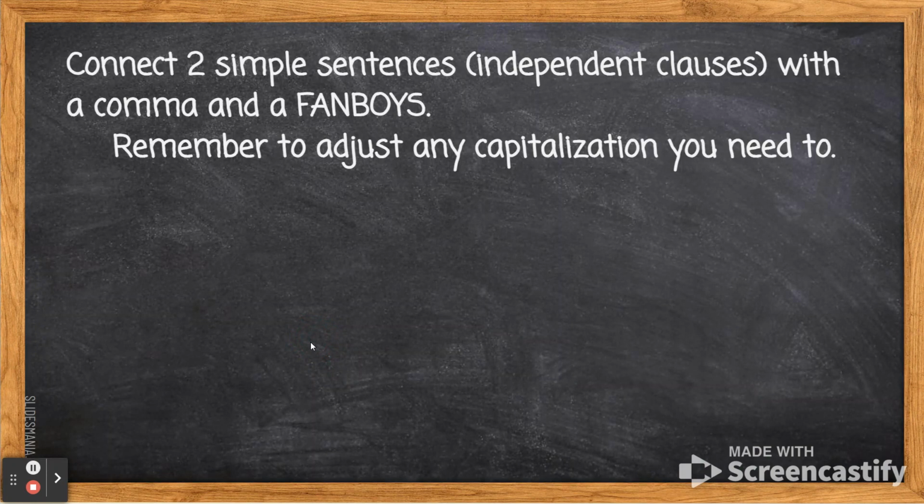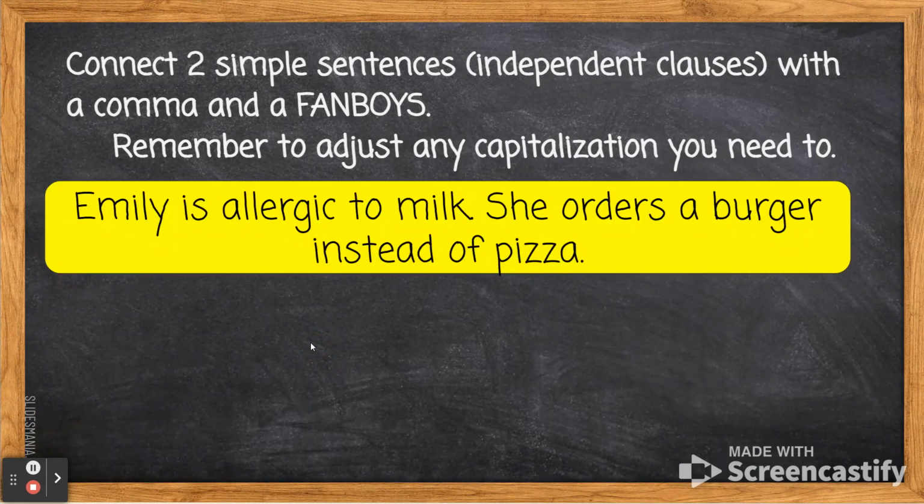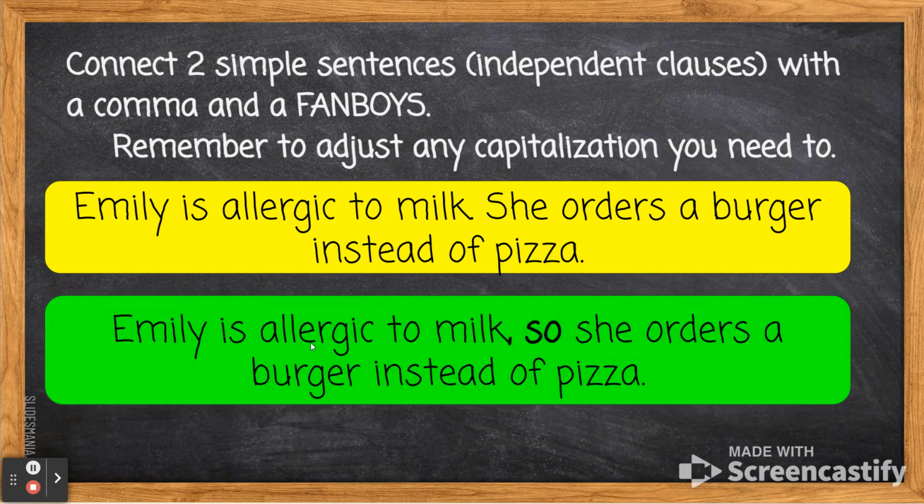One more example for you. Emily is allergic to milk. She orders a burger instead of pizza. Emily is allergic to milk, so she orders a burger instead of pizza. We put that comma at the end of the first independent clause and then our FANBOYS, and we've adjusted the capitalization here since this is the middle of the sentence now.